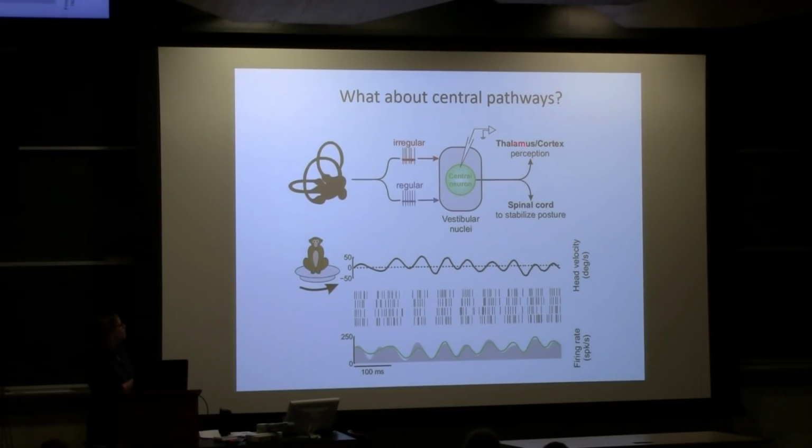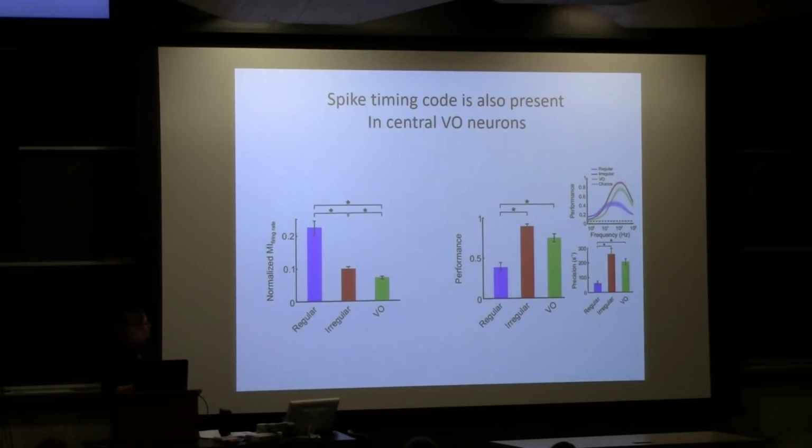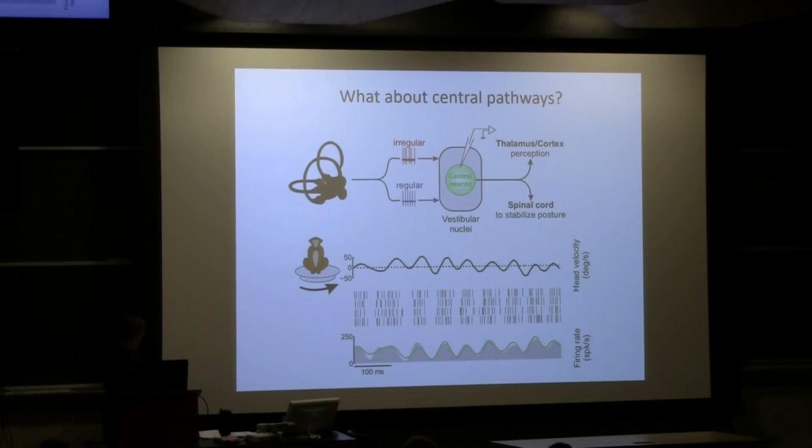So the question is, what happens if you record from the central neurons? Are they preserving one or both of these codes? What are they doing? So you can go and do, for example, the same types of spike timing experiments. And what you see, I should just backtrack. I should note that this was done on those VO neurons. So these are the neurons that are involved in perception. We're not looking at the VOR neurons here. We're looking at the perception neurons and spinal cord neurons, not the eye movement VOR neurons.